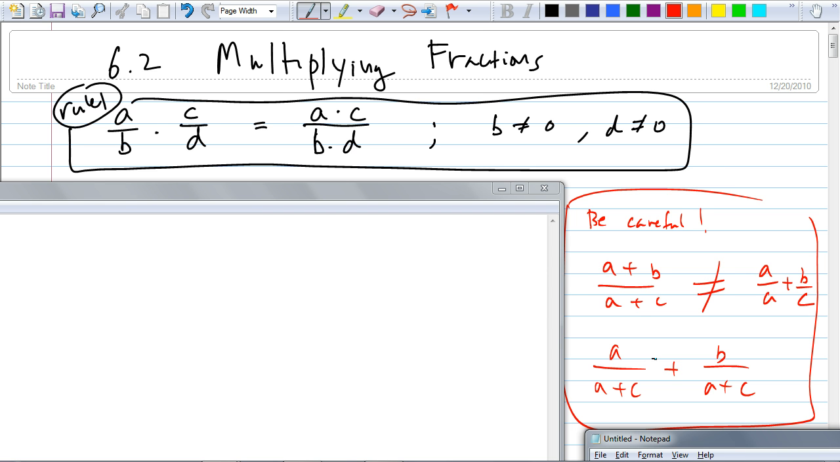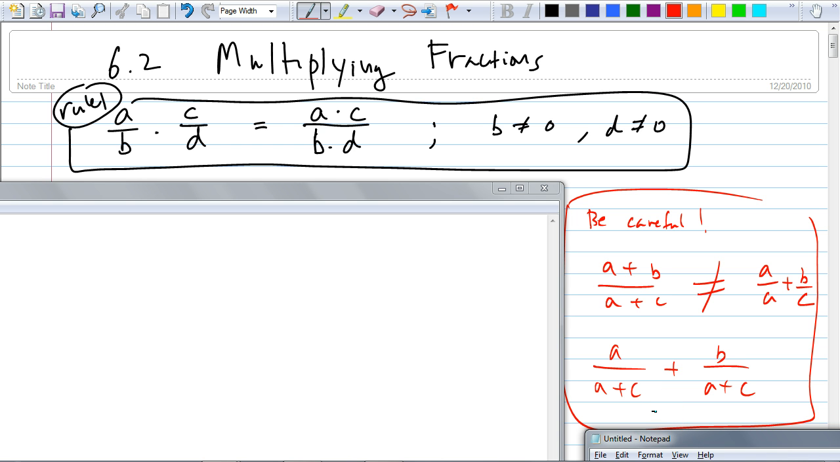To add two fractions, look, how do we get A plus B over A plus C? Well, that's really A over A plus C plus B over A plus C. Isn't that what it really means? Do we have a common denominator? When you have a common denominator, how do you add fractions together?